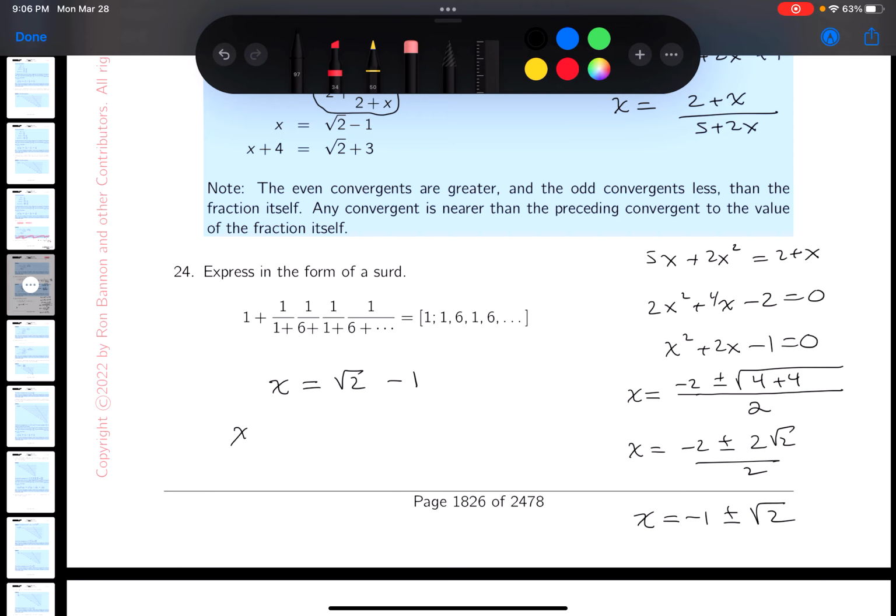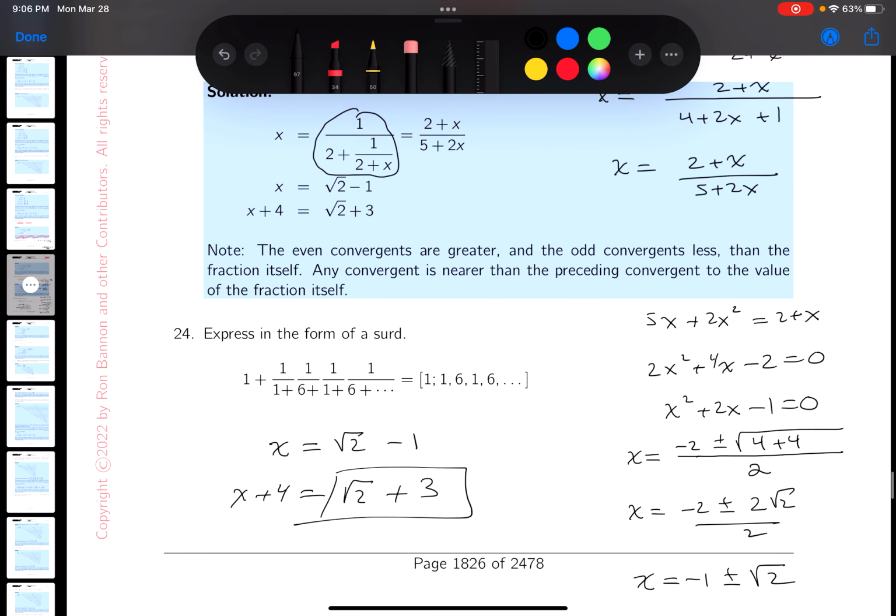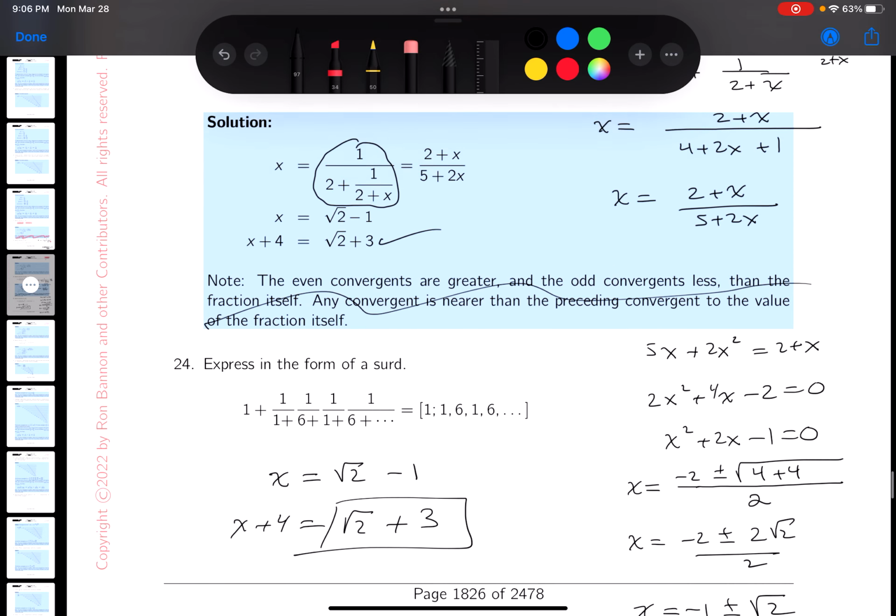So what do you get? X plus 4 equals root 2 plus 3. I'm adding 4 to both sides. That's the number they're giving us over here. I need to delete this part, by the way. All right, we're done with that one.